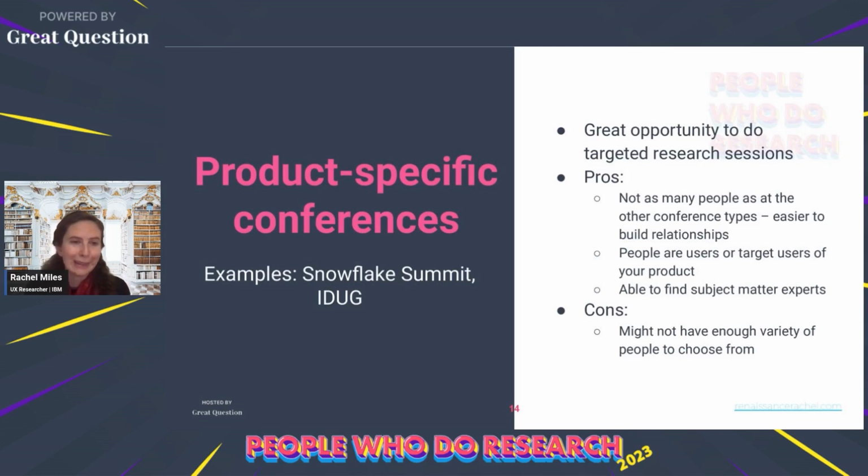But then the downside to that is that you might not have enough variety of people to choose from. And my diplomatic way of saying that is that there's not a lot of maybe diversity in certain types. I don't know, that was just my experience. It's like this was a very specific sort of person going to that conference. But when you don't have anybody, then you're kind of like, well, at least it's a starting point.